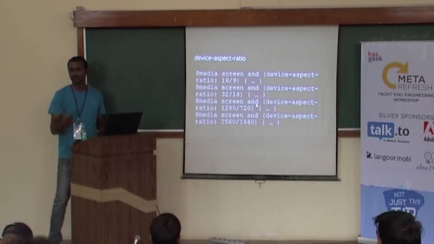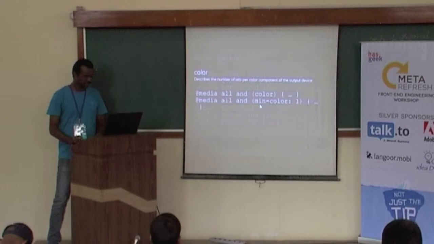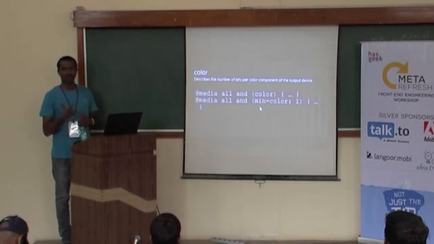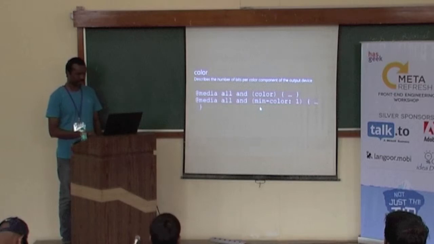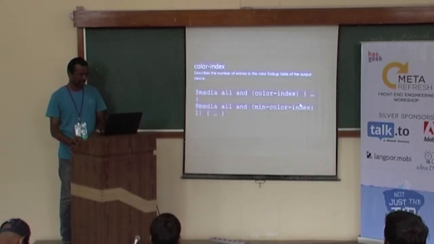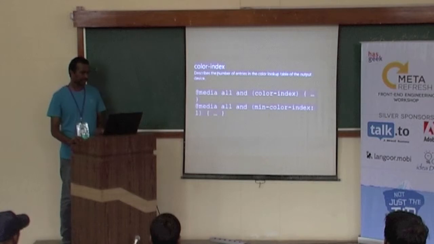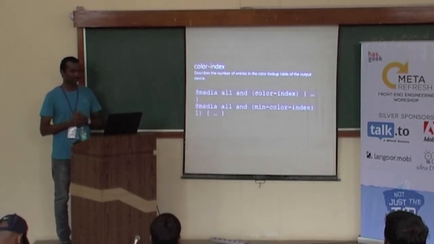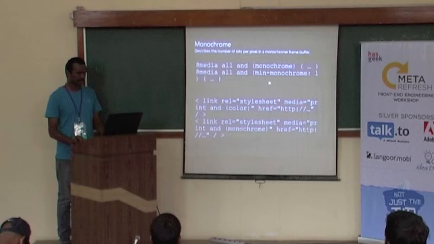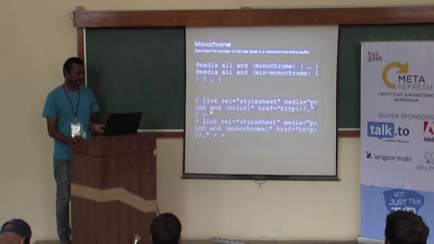I will show you an example. You see, we can target color. The color displays the number of bits per color component of our output device. For example, minimum color 1. This is color index. This color index displays the number of entries in the color lookup table of our device. Monochrome is for black and white devices. We can target monochrome. The use case is this.